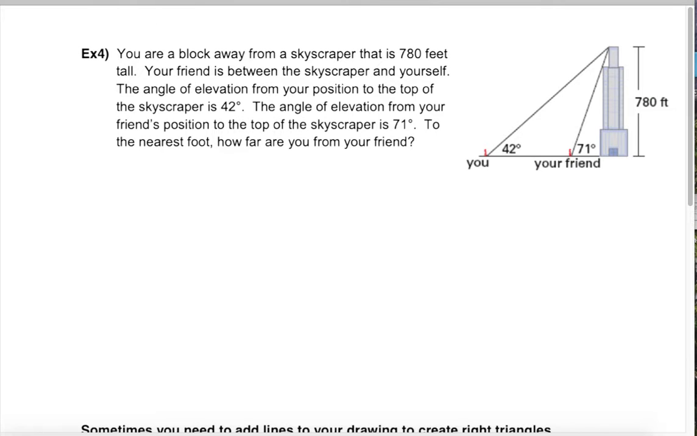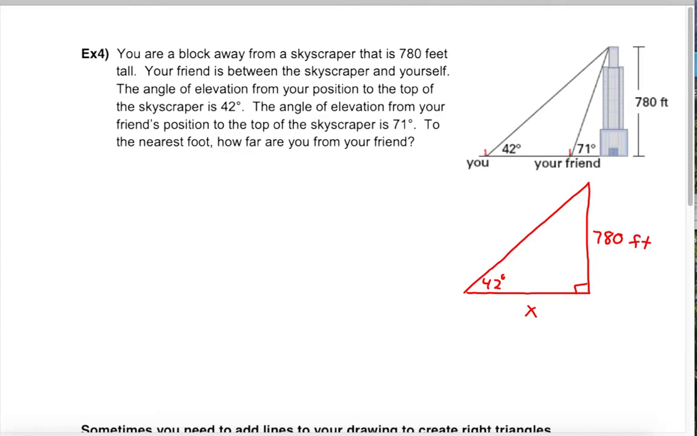Then on number 4, we get a little tougher. And so what you need to do is, you're looking at the top of a tower, and so we can make a right triangle from that. And so that's one triangle. And in that triangle, we know this is 42 degrees, and we know this is 780 feet. So you can actually figure out this entire distance here.